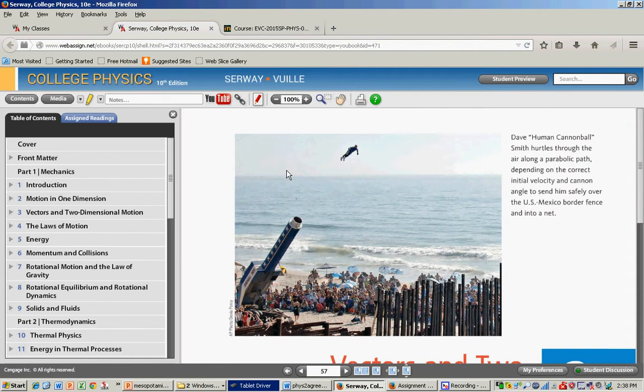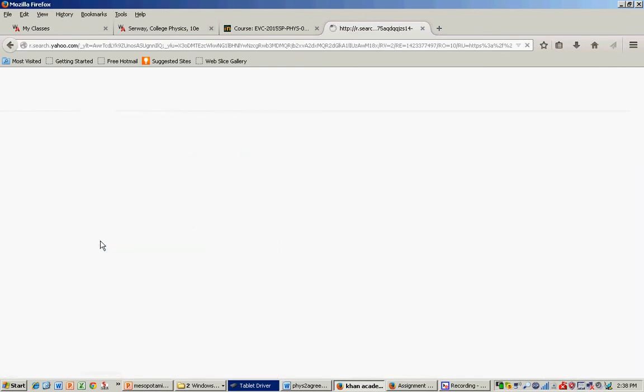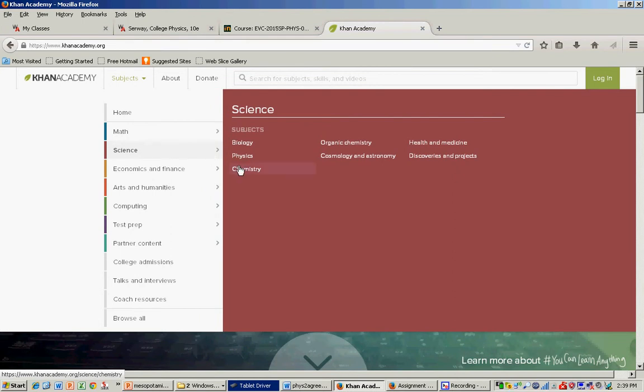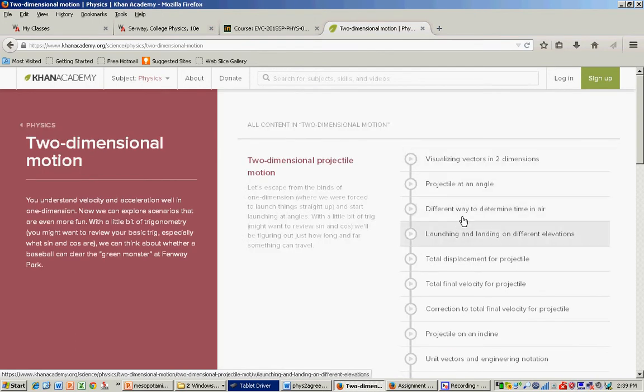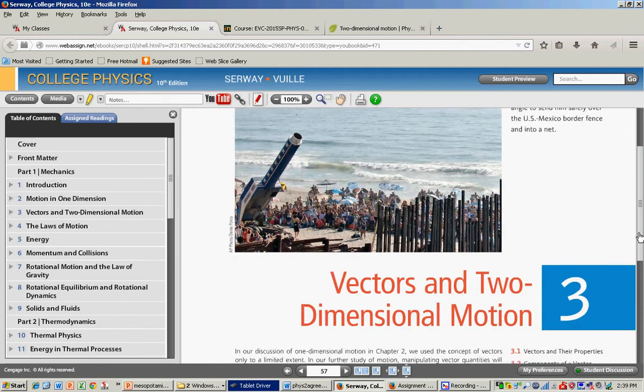So this week we are focusing on motion in two dimensions. Again, if you have the opportunity, you can take a peek at the Khan Academy website. Go to subjects, science, physics, and two-dimensional motion, and then you have a bunch of good videos. They are short and they are wonderful to give you a perspective of two-dimensional motion. So let me browse through the chapters.